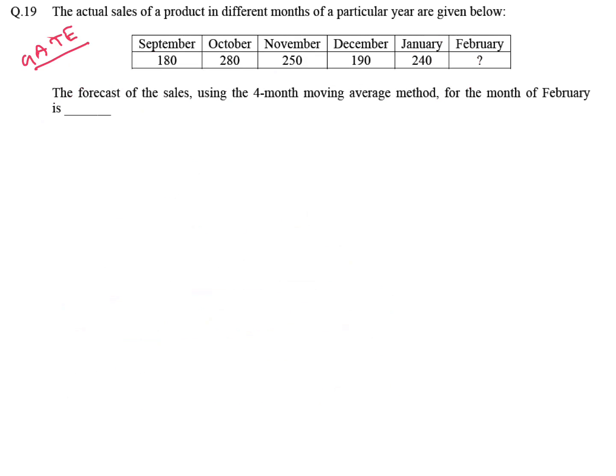The actual sales of a product in different months of a particular year are given below: September, October, November, December, January. You have to calculate the forecast of sales for February using a 4-month moving average. For 4 months, February forecast is 1 by 4 of the last 4 months. First is January, then December plus November. Only 4 months you have to take, the previous 4 months.